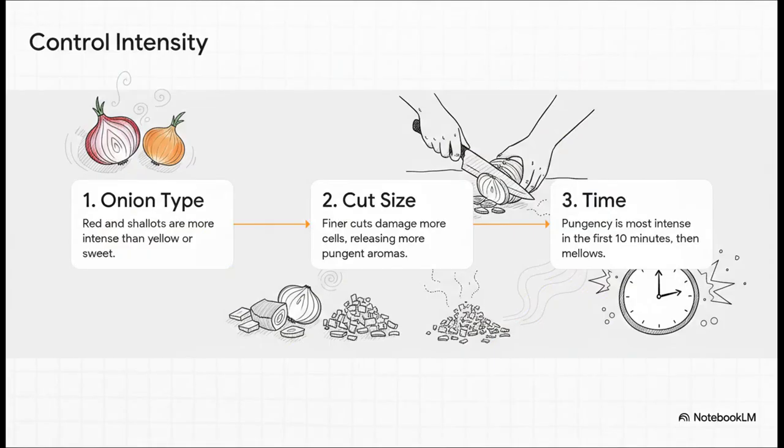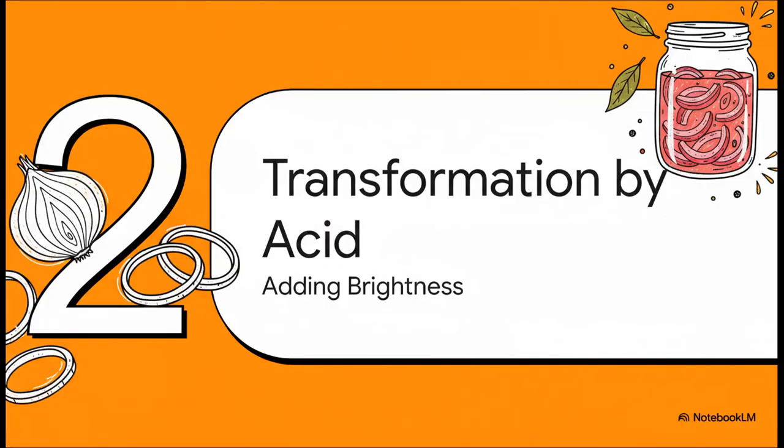And here's the cool part: you're in complete control of this reaction. You can literally dial the intensity up or down by playing with 3 variables. First, the type of onion you use. Second, how finely you cut it. More cuts mean more broken cells and a bigger reaction. And third, time. That pungency is at its absolute peak in the first 10 minutes, and then it starts to mellow out.